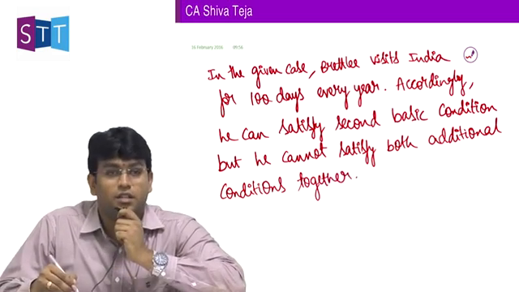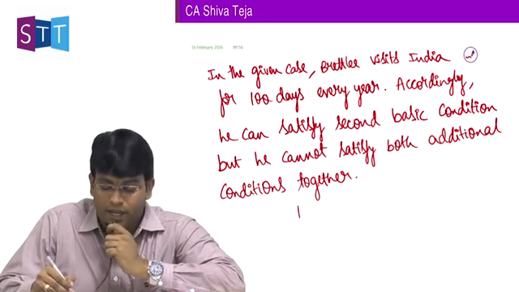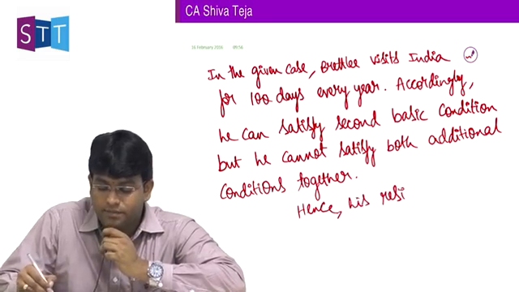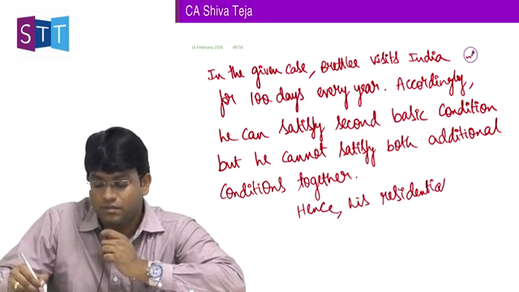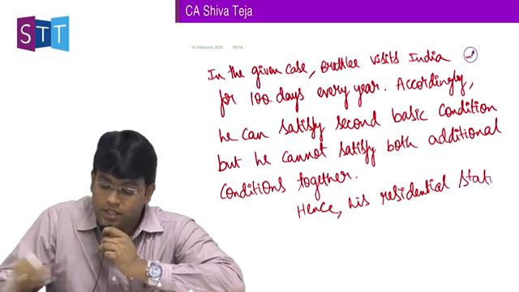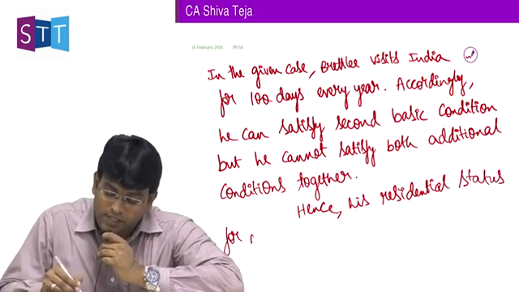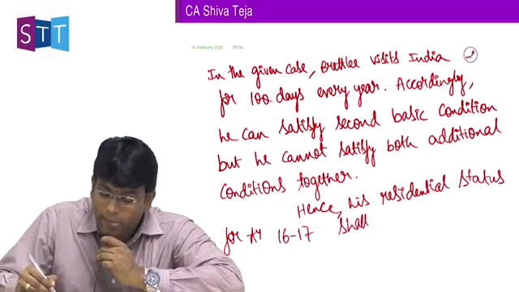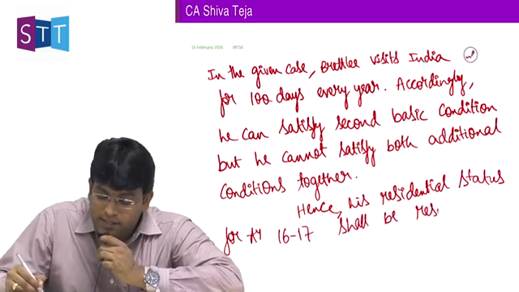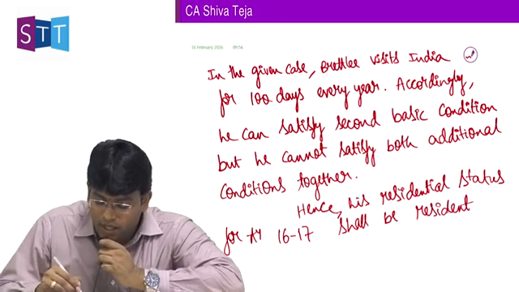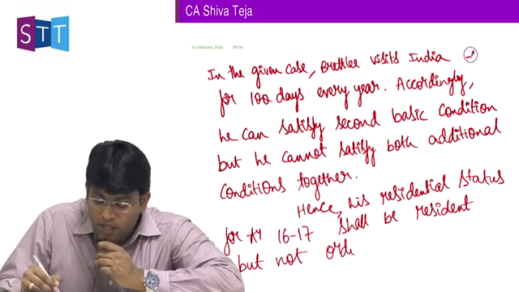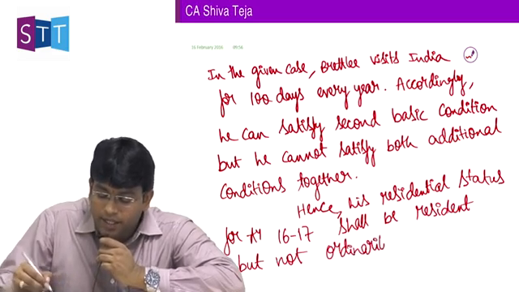Correct? No, sir? Say something. Next paragraph. Hence, his residential status for assessment year 16-17 shall be resident but not ordinarily resident.